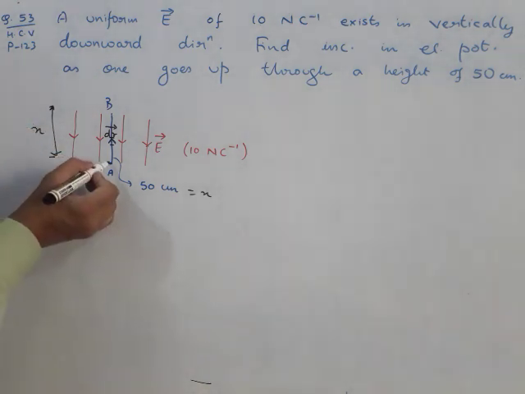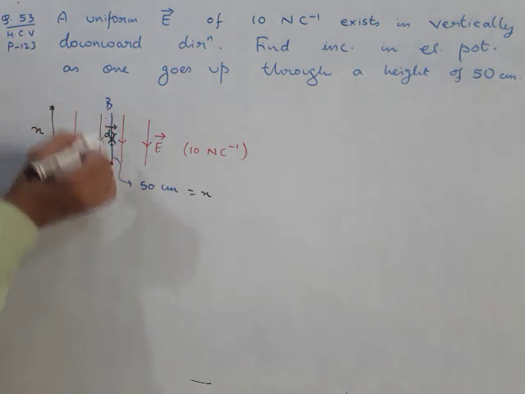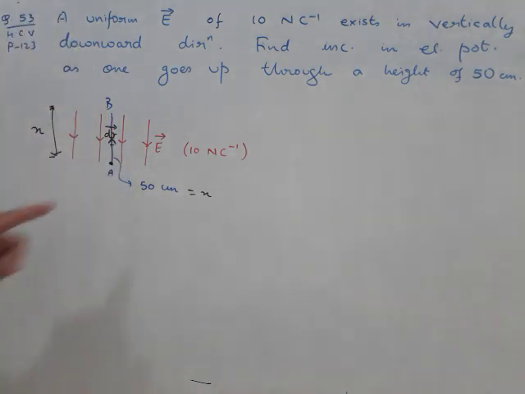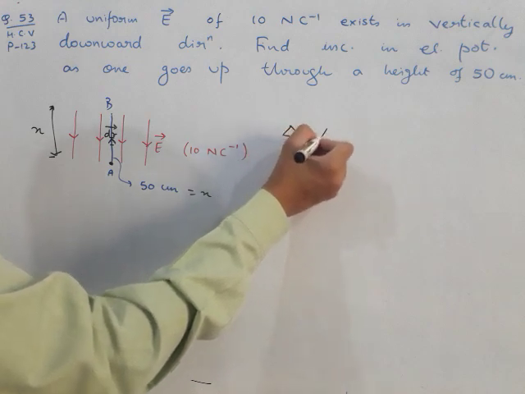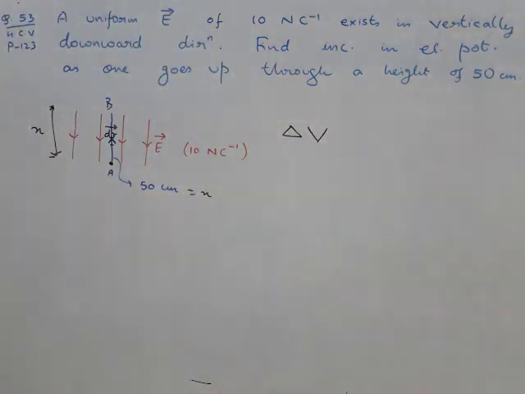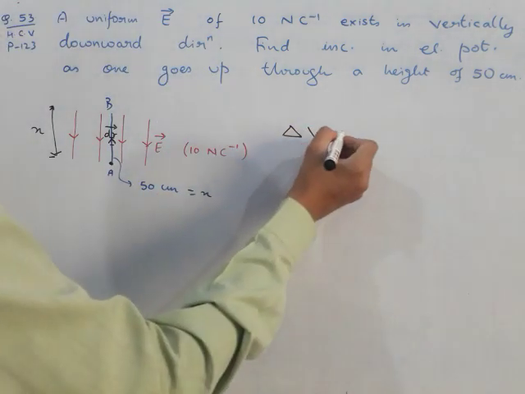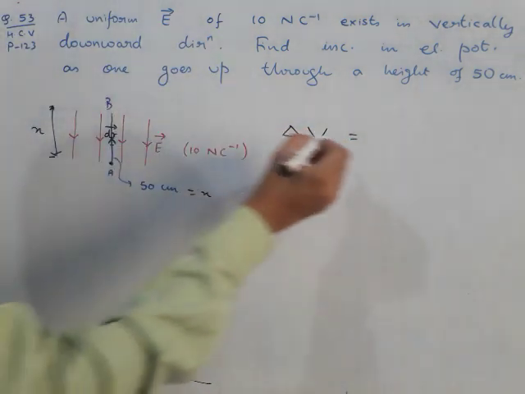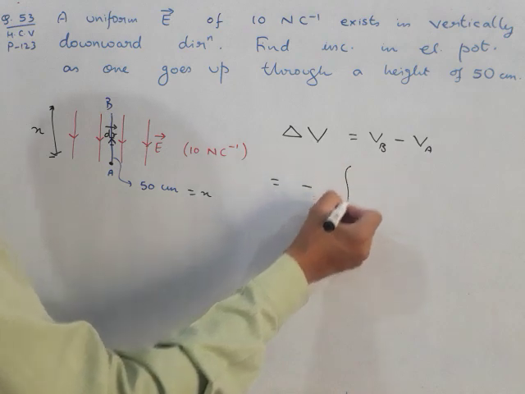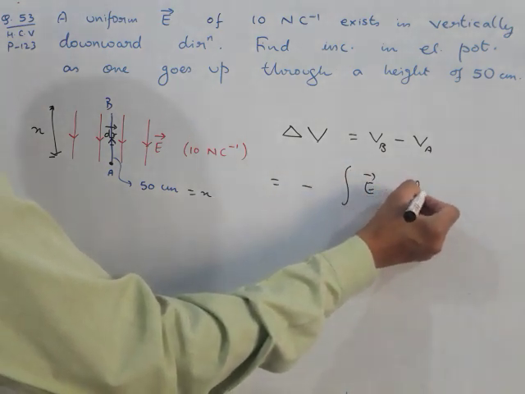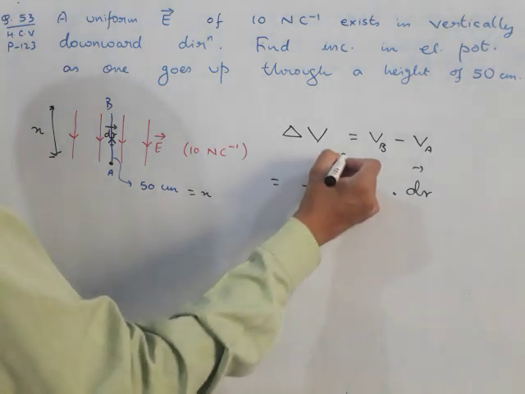Some agent, some person goes up. If you move from point A to point B in upward direction through a distance of 50 centimeter, you have to find by how much will the electric potential increase. So you have to find the change in electric potential delta V. If this change is positive, you will say it has increased, and if this change is negative, that means potential has decreased. So delta V you already know, students. You are moving from A to B, so this is nothing but VB minus VA, and that is nothing but negative of integration E dot dr from initial point A to final point B.